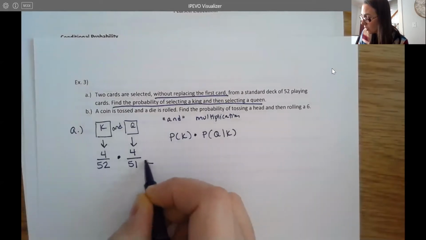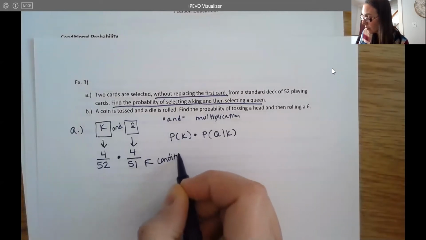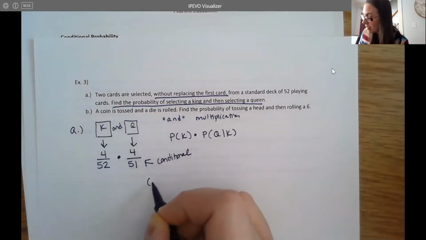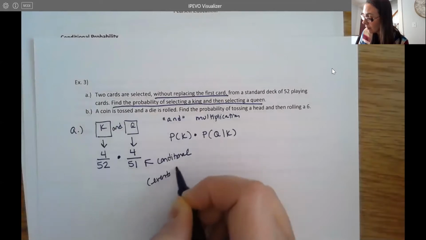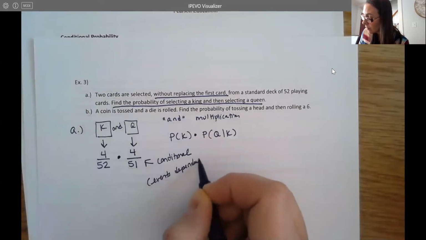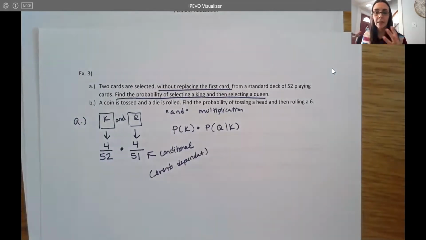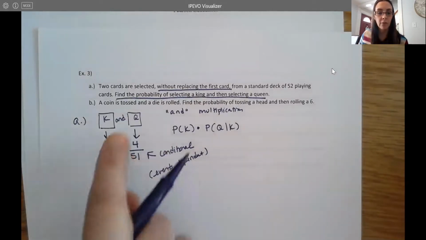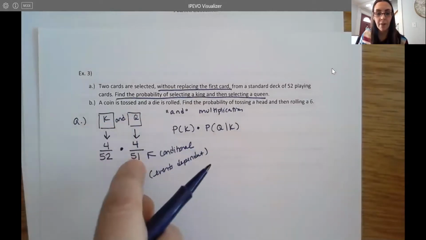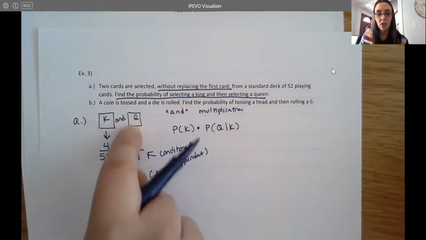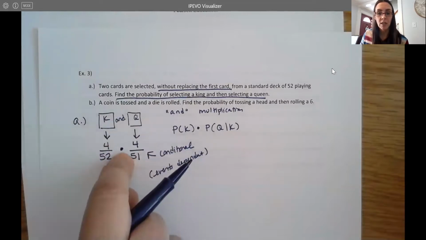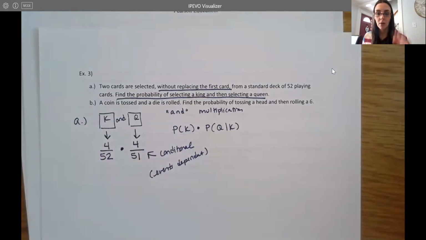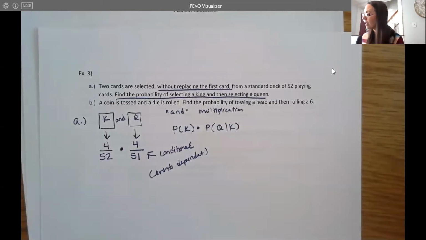This one is a conditional probability because these events are dependent. Even though I didn't make a big deal about it and write it formally, I recognize that pulling that king affects my total. So I do have a conditional probability here, but that multiplication process is still the same. You find the probability of the first event, the probability of the second event, just be really careful, think about it, and then multiply those together.